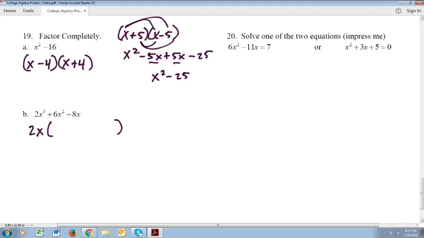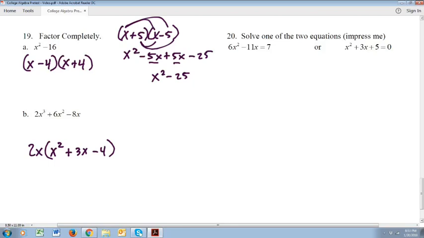And actually, you know, let me do something here. I want to make this a little bit better. So 2x times something is going to be 2x cubed. I need an x squared. And 2x times something is 6x squared. That would be 3x. And 2x times something gives you negative 8x, that would just be minus 4.